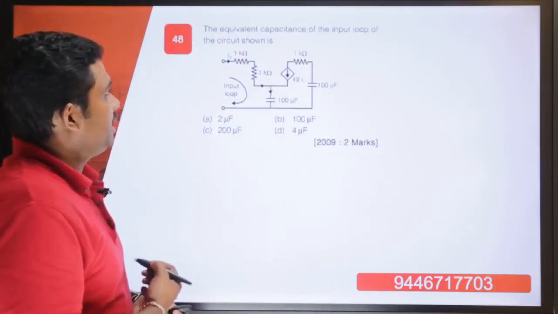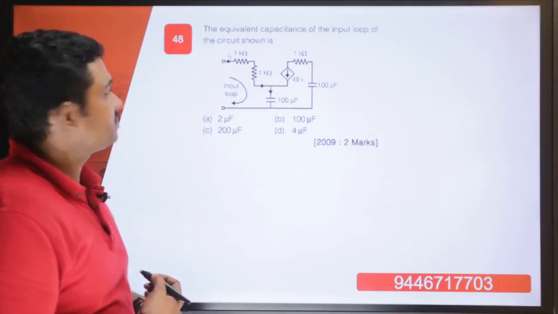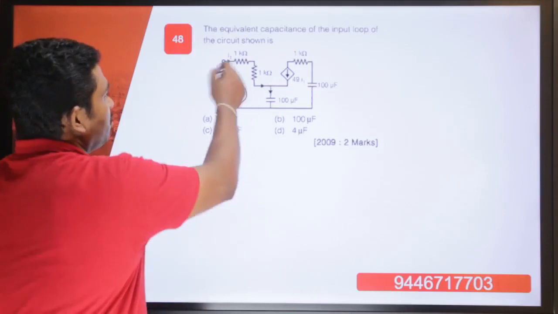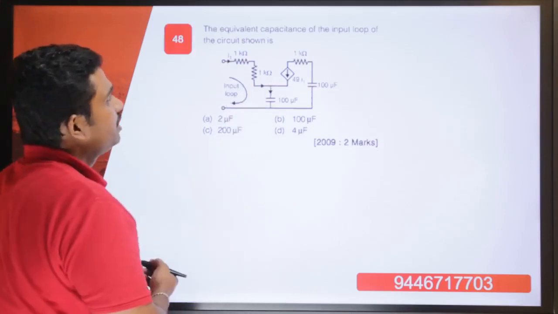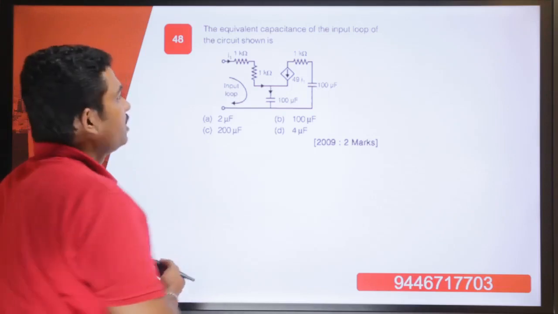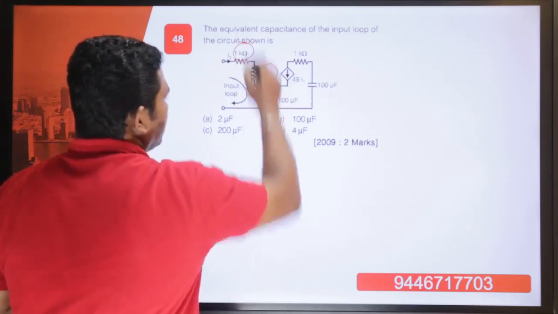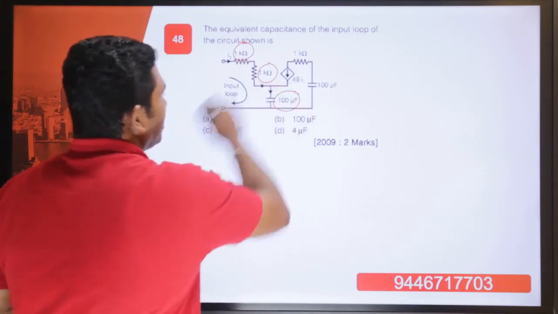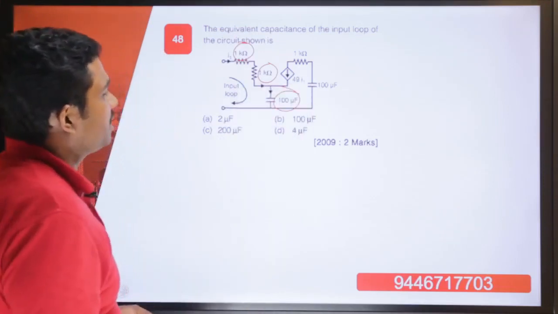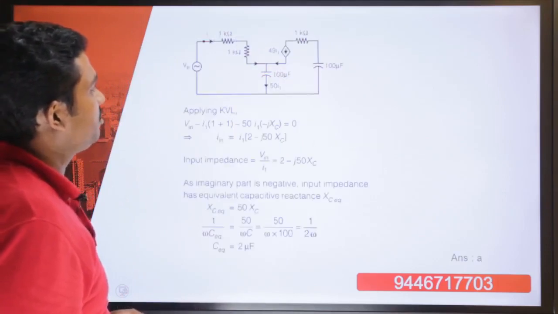Question number 48. The equivalent capacitance of the input loop of the circuit shown is the question. So this is the input loop. It is already indicated in the question. Here you can see in the input loop there is a 1 kilo ohm resistance and there is another 1 kilo ohm resistance. There is a 100 microfarad capacitance. So we are going to find out the equivalent capacitance in the input loop of the circuit.